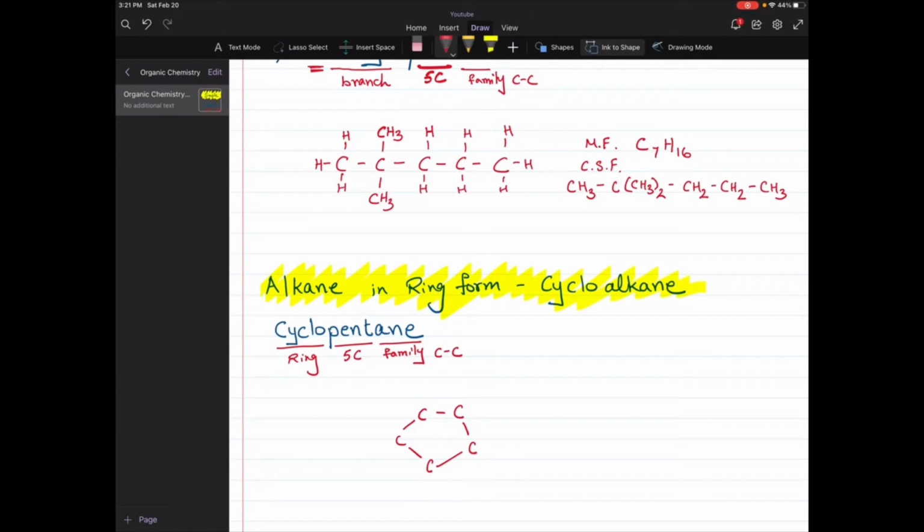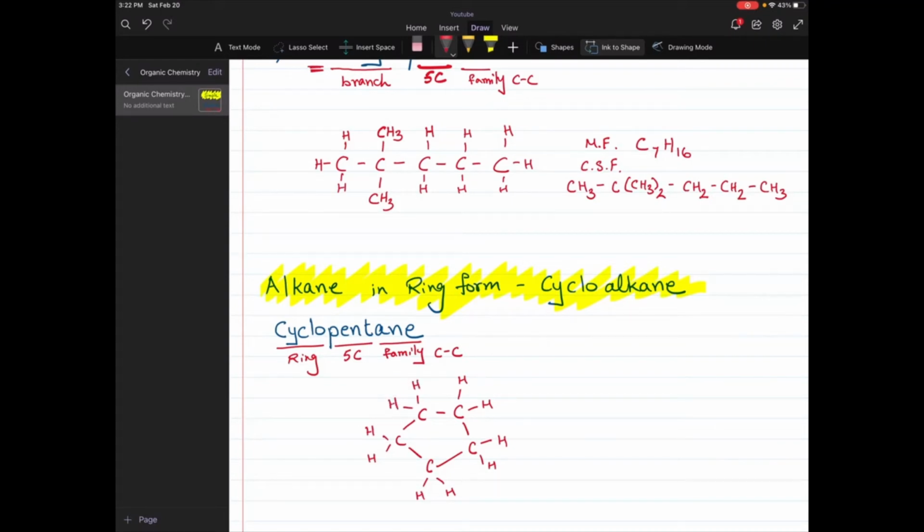There are no other branches, so we don't have to add any branches to this ring structure, and we just have to fill the hydrogens. Now, each carbon, so let's start with this first carbon here, or any carbon, could be number 1, already has 2 links, needs to have 2 more. So 2 hydrogens here, 2 hydrogens there, 2 hydrogens there, 2 hydrogens here, and 2 hydrogens there.